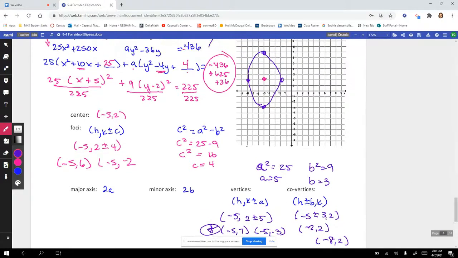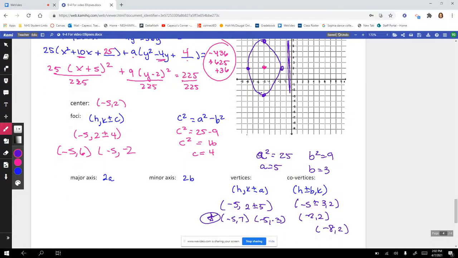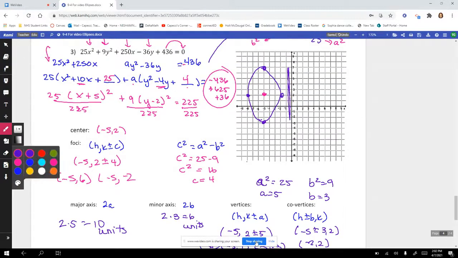So now our major axis again, right? Our major axis is the long piece here. So the length of that is going to be 2 times a, and a is 5, so that gives us 10 units. And the same thing with our minor axis. That's going to be 2 times 3. That's 6 units. Okay, so last thing we have to do is let's graph our foci right here. So we have negative 5, 6. So we're going to be right inside here. And we have negative 5, negative 2. So both times we need to make sure that they are inside the ellipse.